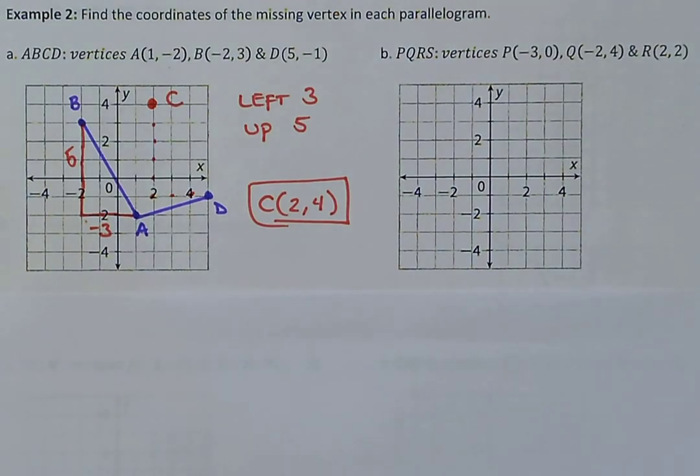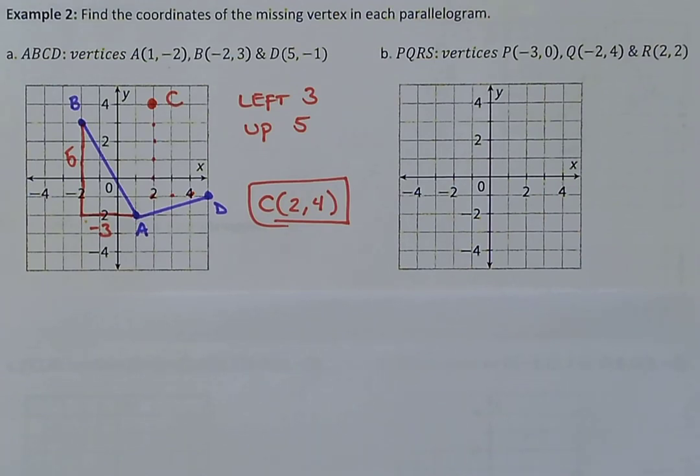So your goal when you get to these problems is to go through and find the slope between 2 points and then use that slope, apply that slope to the third point to help you find the missing fourth point. So let's go ahead and do one more.